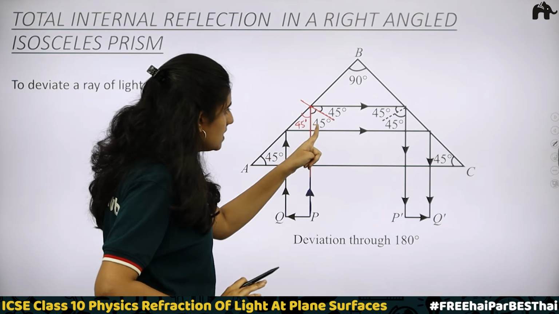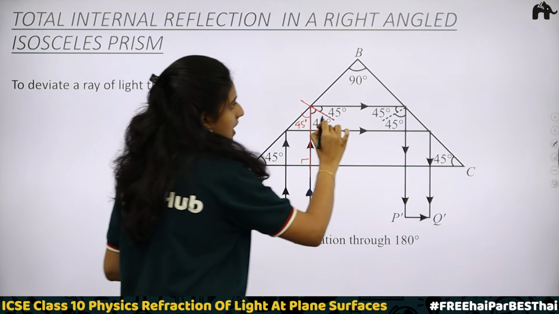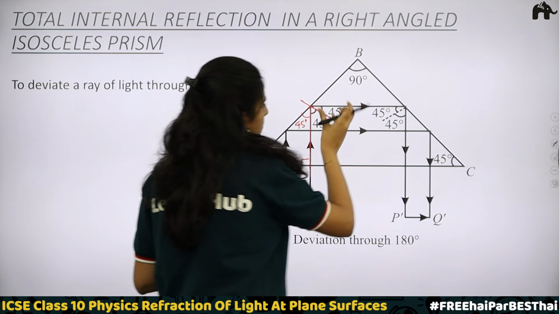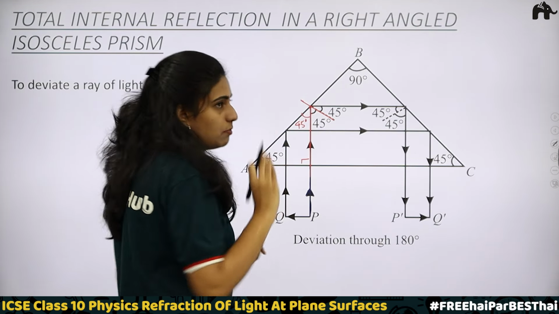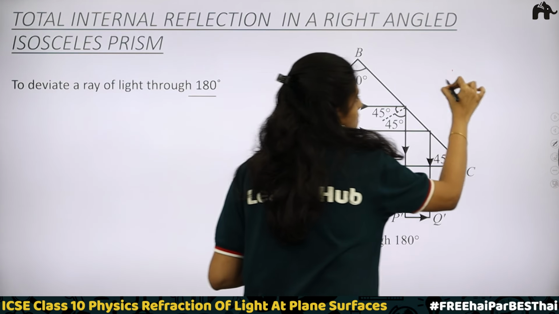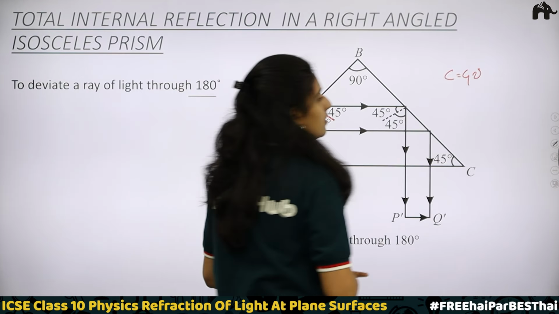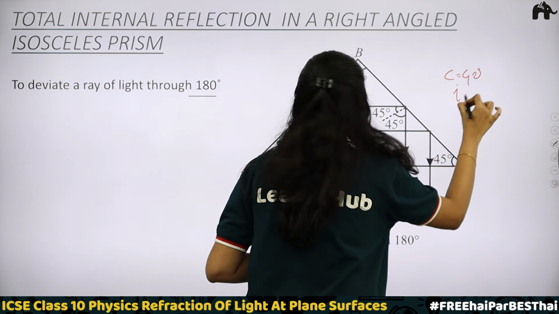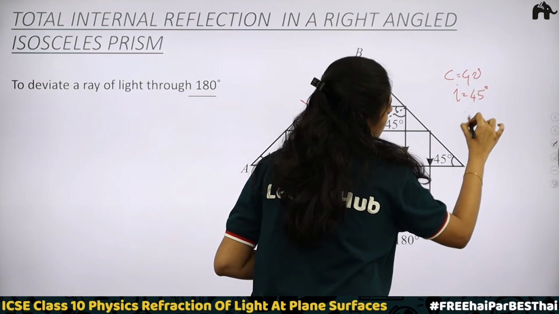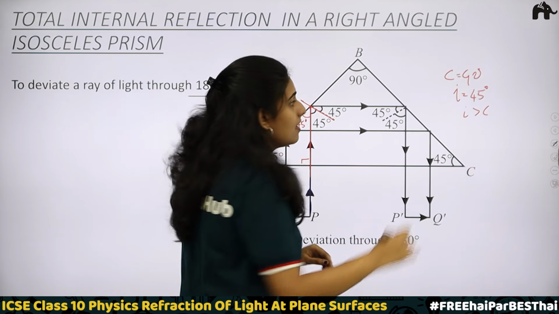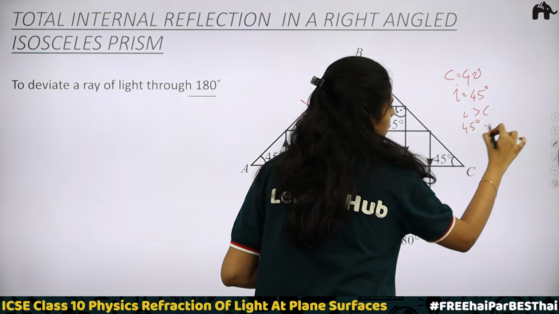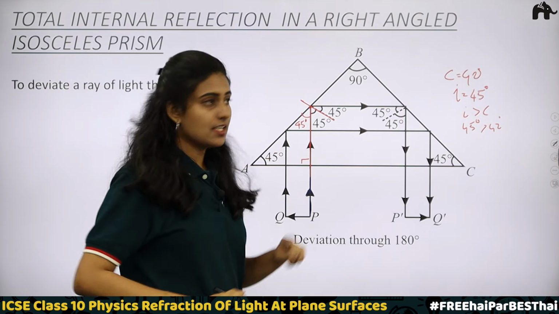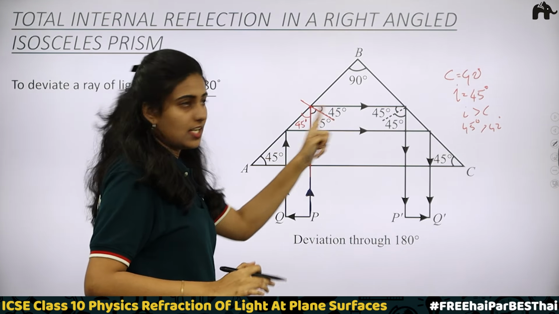Okay, if this is 45 degree, now we have glass. For glass, refractive index is equal to 3/2 and the critical angle is 42 degrees. Here the angle of incidence is equal to 45 degree. Angle of incidence is greater than critical angle: 45 degree is greater than 42 degree. Therefore, total internal reflection will take place and the angle of incidence and reflection angle will be equal.